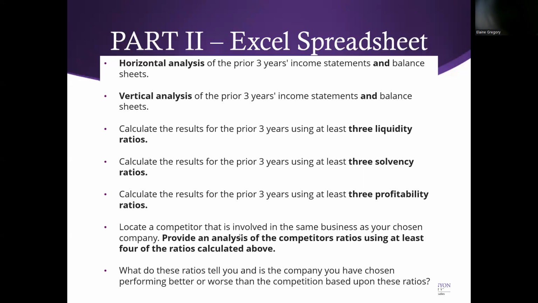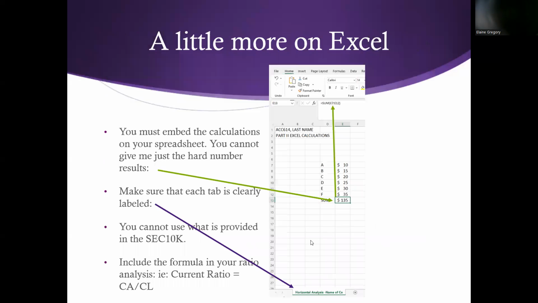So a lot of work in this area. A little bit more about your Excel. You must embed the calculations on your spreadsheet. You can't give me the hard number results. So as we see in this example, we add up all of the amounts to create that $135. When I click on that sum, I need to see this formula embedded in order for you to get credit.